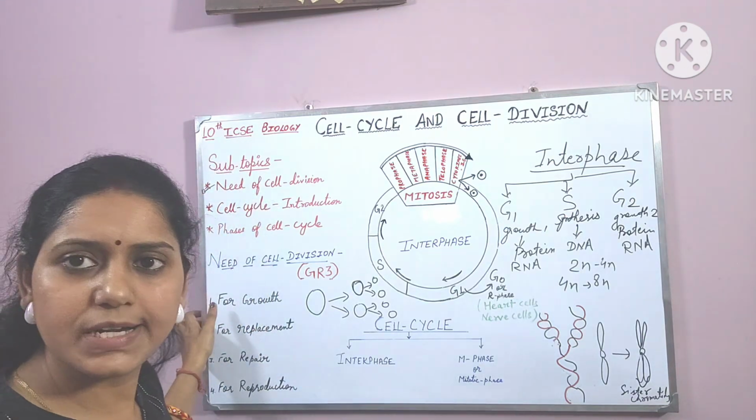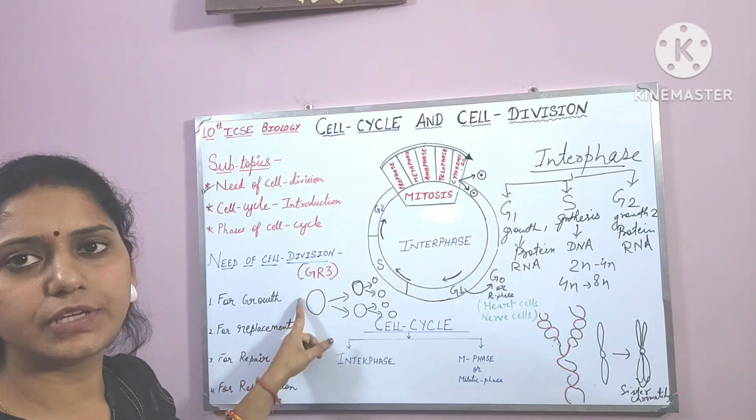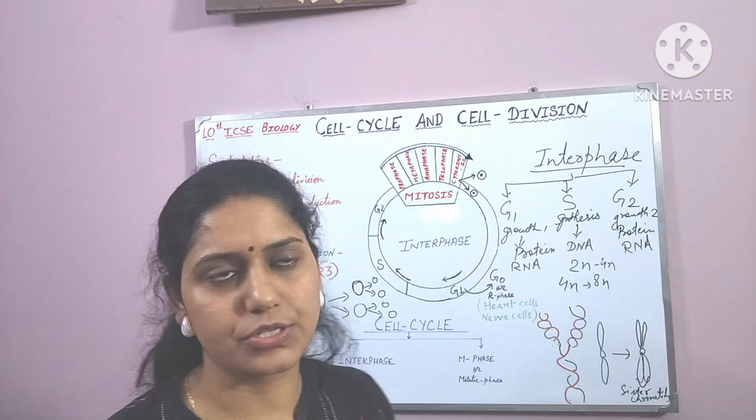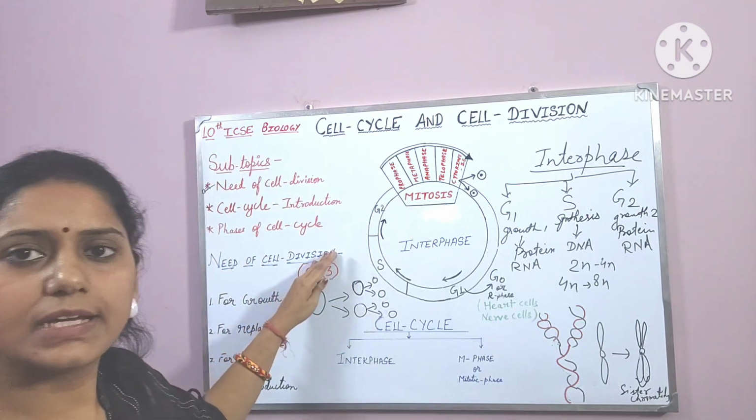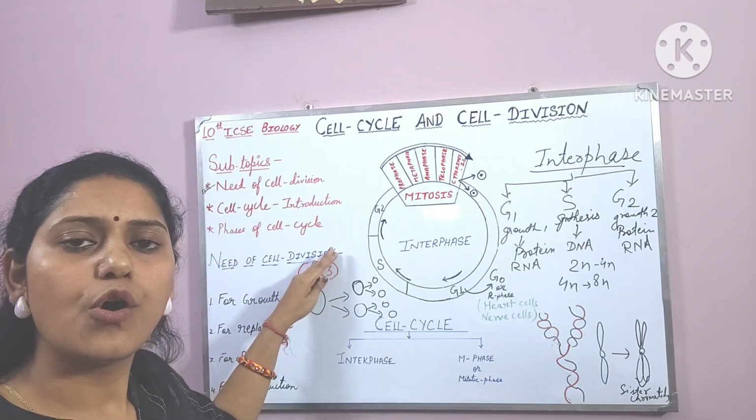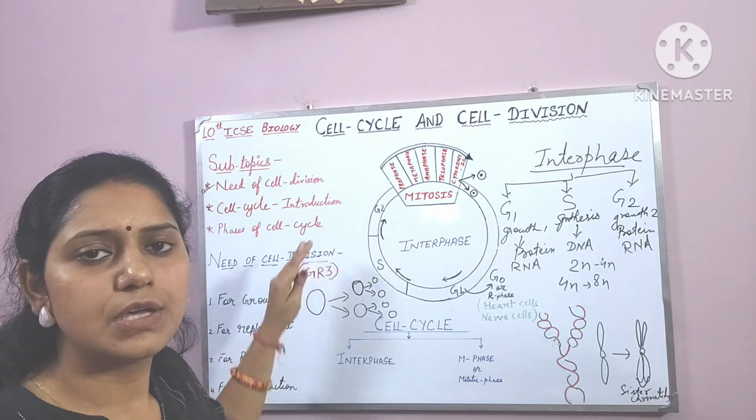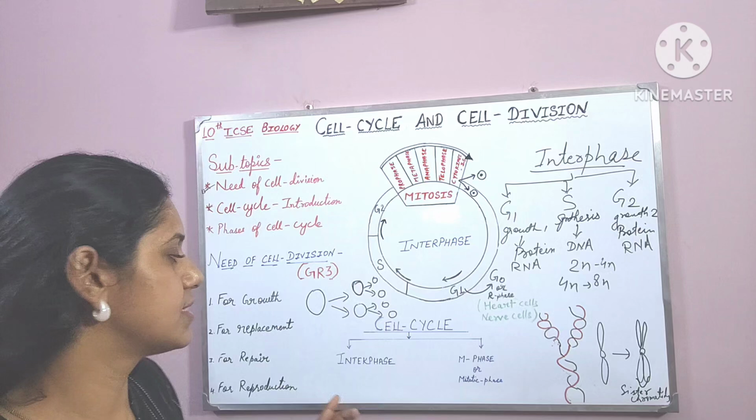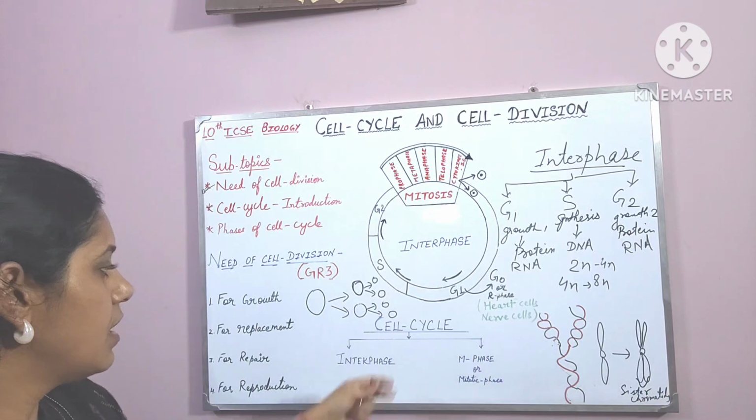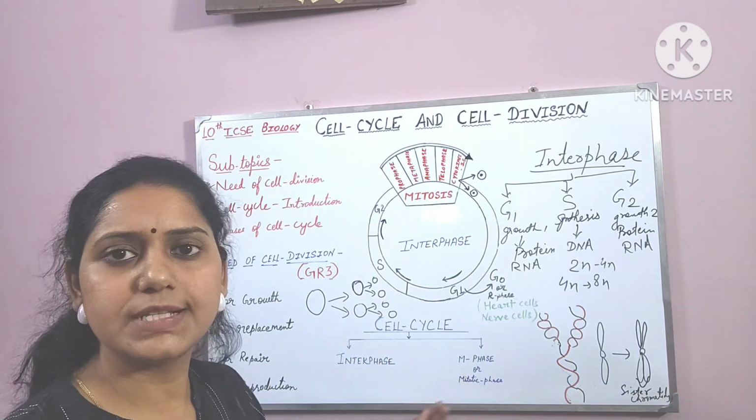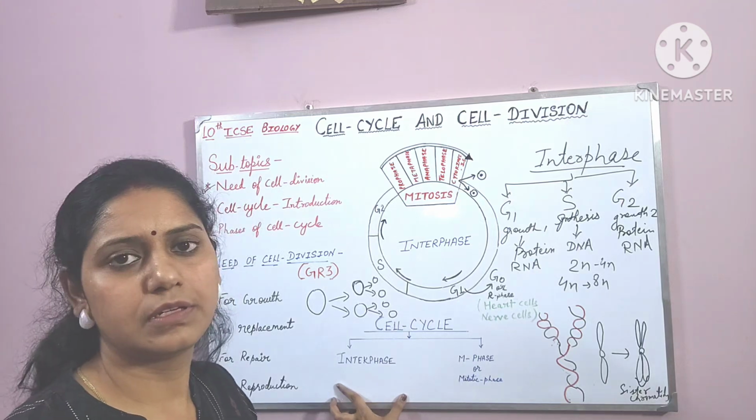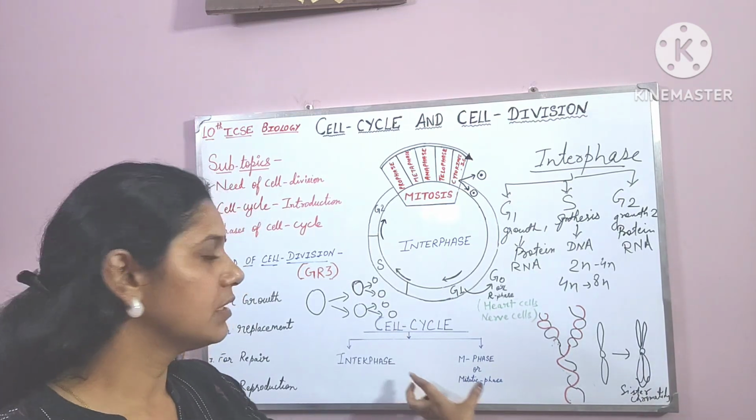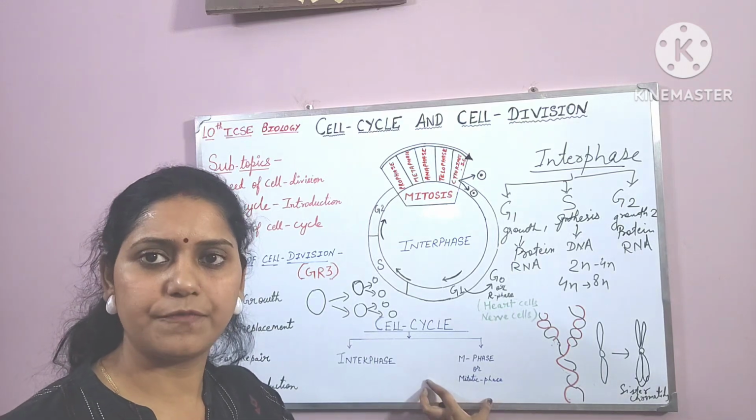Why is there a need for cell division? GR3: growth, replacement, repair and reproduction. Then the cell cycle, right? We understood all the events which take place so that a cell is ready to divide to form two daughter cells. That is the cell cycle. Now, there are two phases of the cell cycle: the interphase, where all the preparations are done, and the division phase, that is M phase.